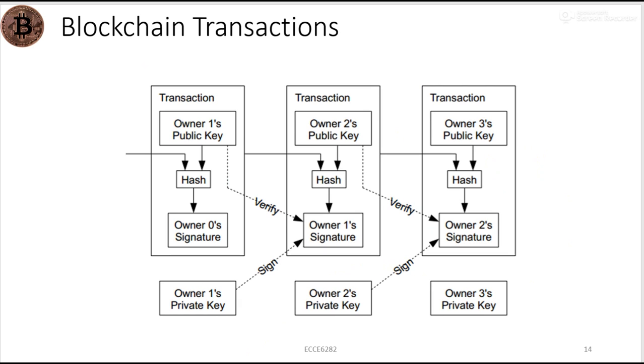Okay, now this diagram gives us the idea of blockchain transactions. Now let's suppose this is Alice. This transaction was previously done by Alice, and this is Bob, and now Alice wants to send some money to Bob.